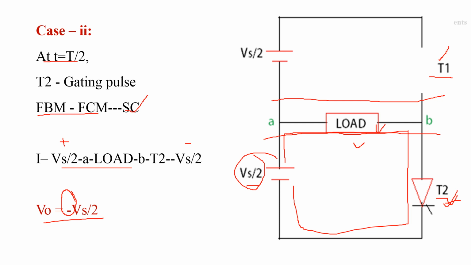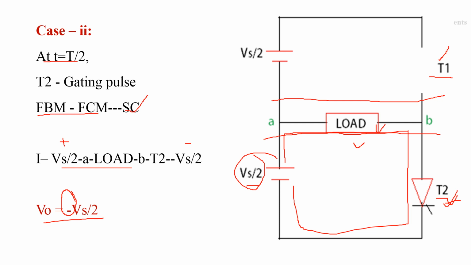So we are going to get the voltage which is opposite to the previous voltage. In the previous case we got plus Vs by 2, so in this case we are going to get minus Vs by 2. That is the working of the hybrid inverter.